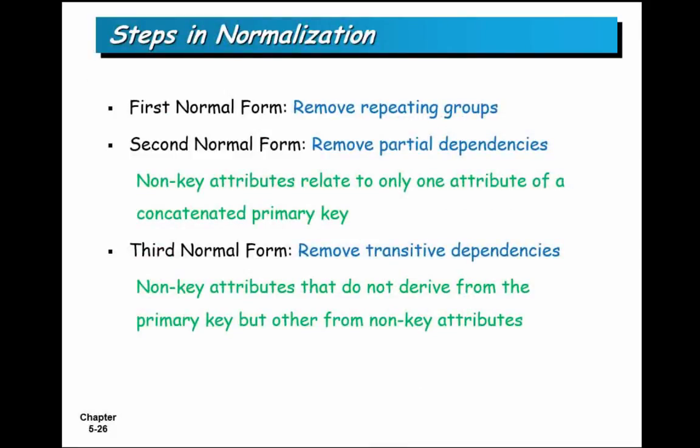So, in summary on that, don't worry, we're not done. First normal form removes repeating data. Second normal form removes partial dependencies. If you have a concatenated key and the data only relates to half of the concatenated key, then you have a problem. That's a partial dependency. The third normal form removes transitive dependencies.